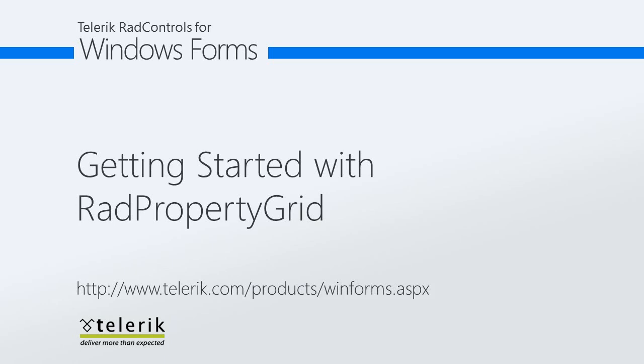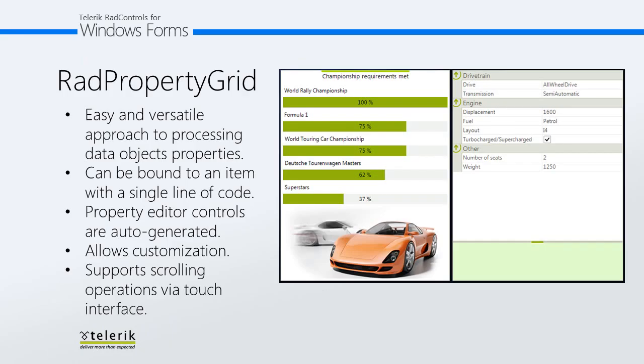Today we're going to look at getting started with Telerik's RadPropertyGrid, part of Telerik's Rad Controls for Windows Forms Control Suite. In this video, we're going to see what it takes to get started with the RadPropertyGrid. The RadPropertyGrid provides an easy and versatile approach to processing data objects' properties, utilizing its auto-generation features and the intuitive custom editors capability. Users would be able either to display data in a way that best fits their needs or modify it with minimum effort.